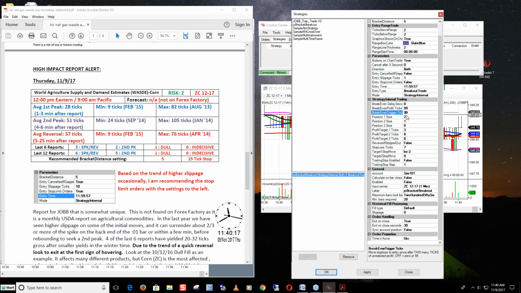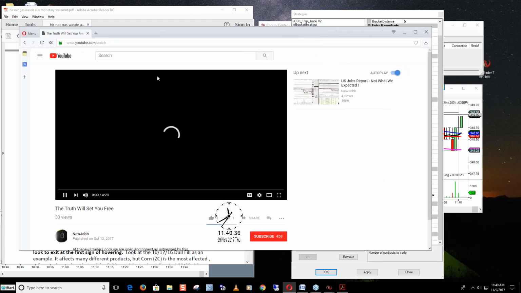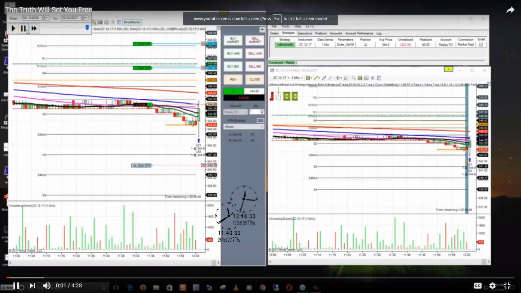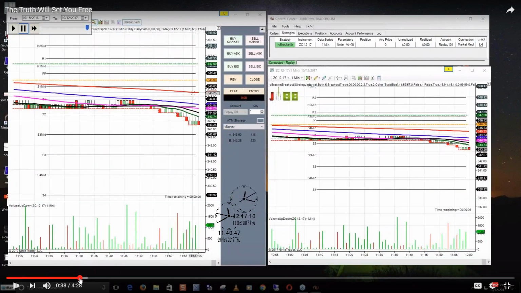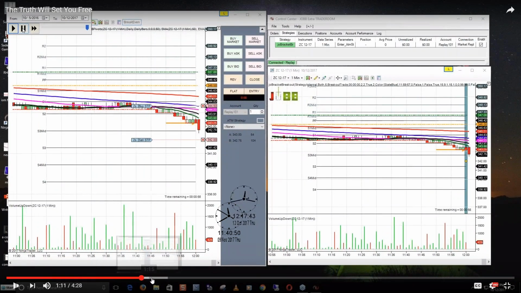And then the hardest part is figuring targets. That's why I wanted to watch the video. Let me see if I can find the video from the last. I think this is it. The truth will set you free. ZC, this was WASDE. It was a big pop.